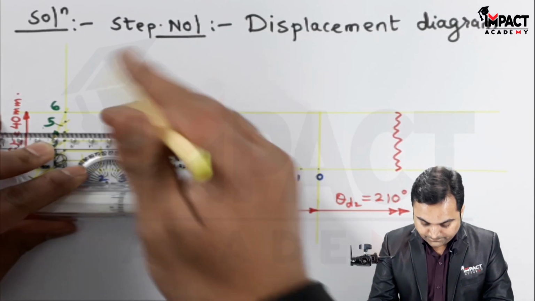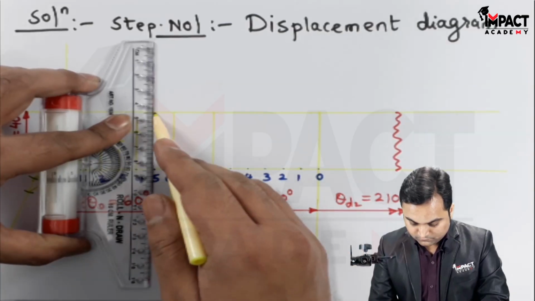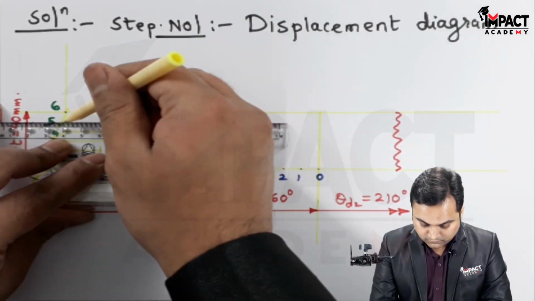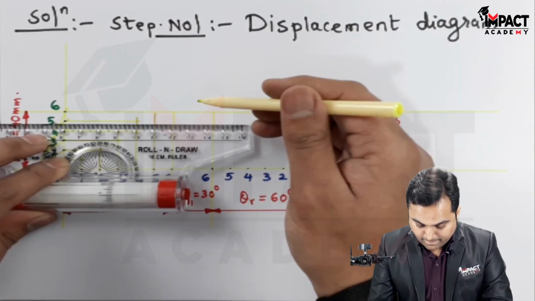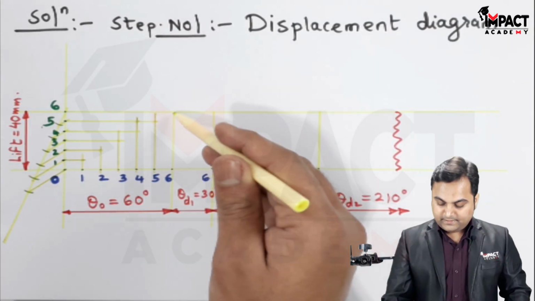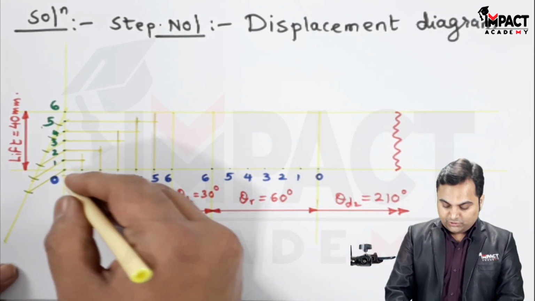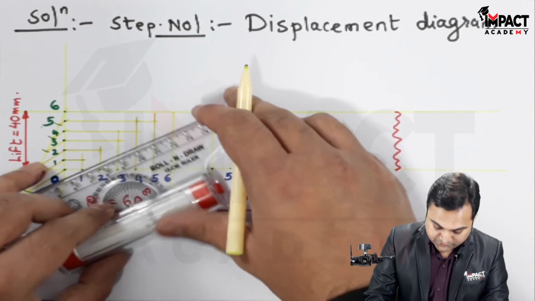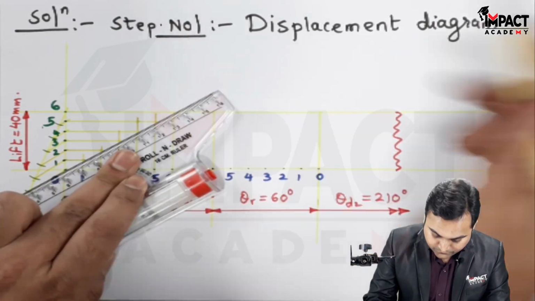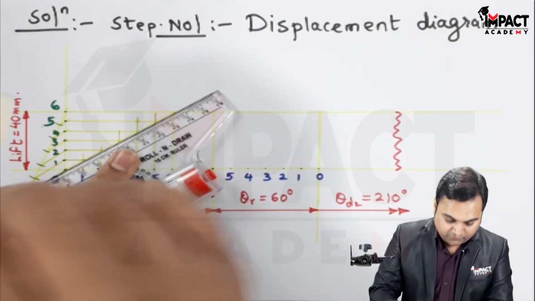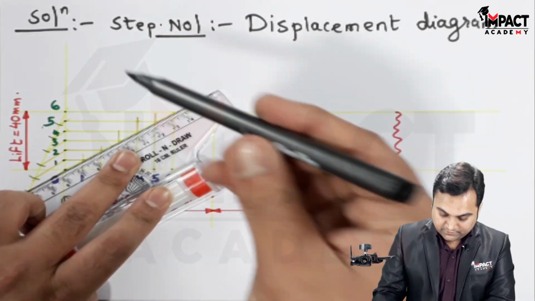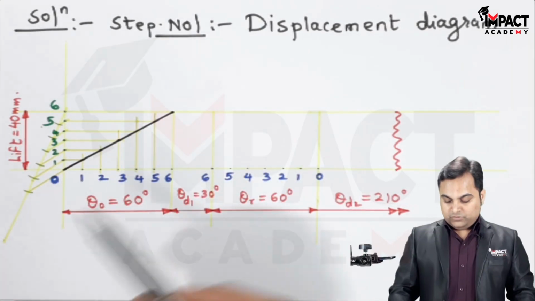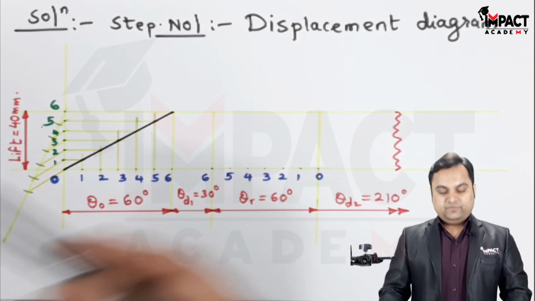Point 4, 5, and at last point 6. Now joining all these points in proper sequence will give me the uniform velocity, and making it dark. So this indicates the rise of the follower.